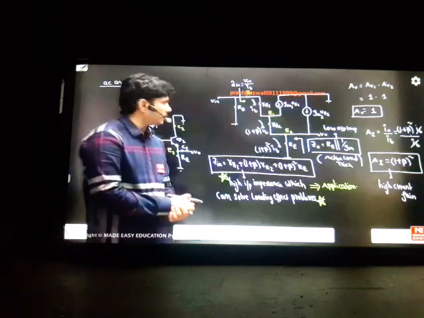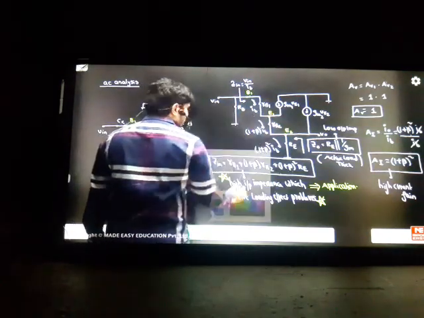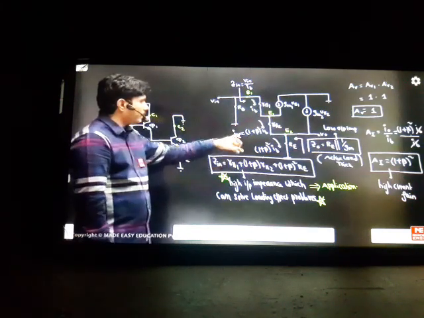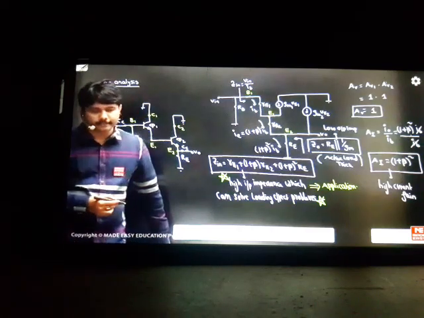How did I write the 1 plus beta term? This is IB, my friend, and what is this current? This current is the IE current, correct? So when the base current goes to the emitter, the emitter current IE will be 1 plus beta times IB. Again, this emitter current becomes one more emitter current, then it will become 1 plus beta square times IB. Like this I have written.